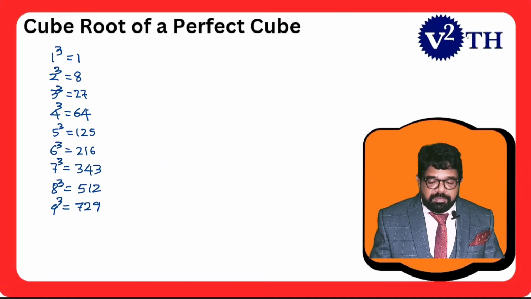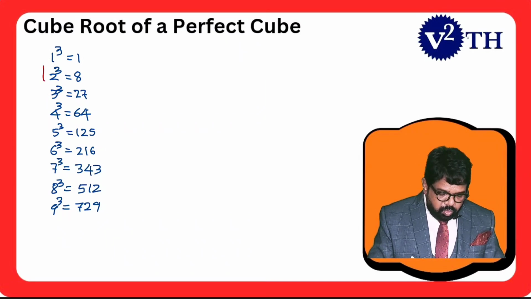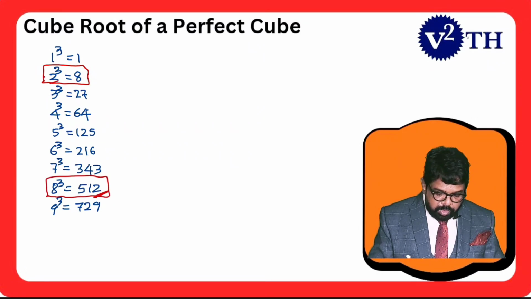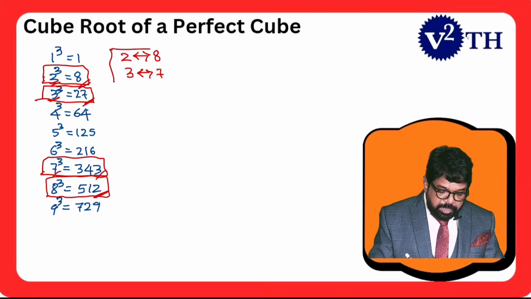See here, a very simple analysis is there in this. By observing here, 2 ends with 8. Similarly, 8 ends with 2. Now 3 ends with 7, and again 7 ends with 3.